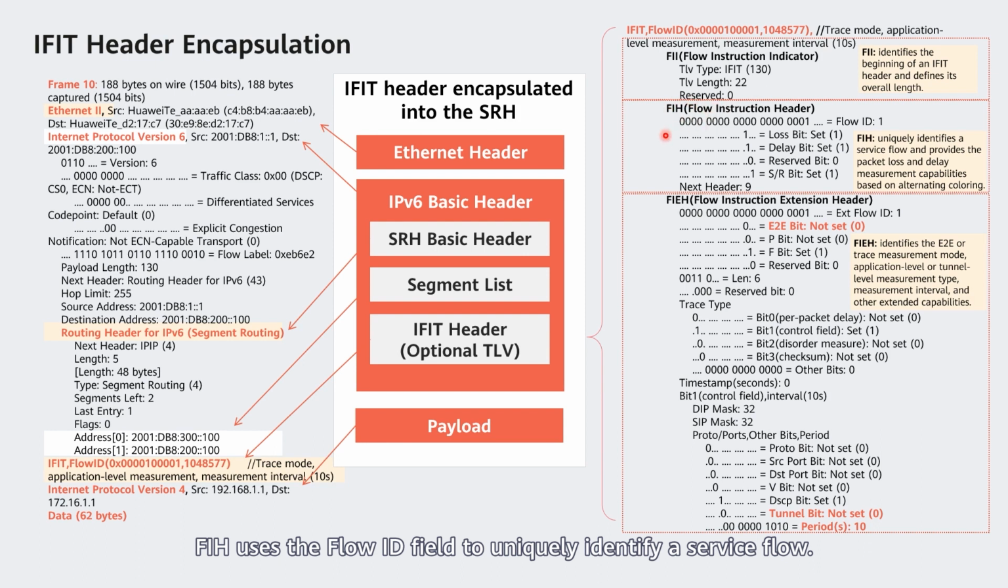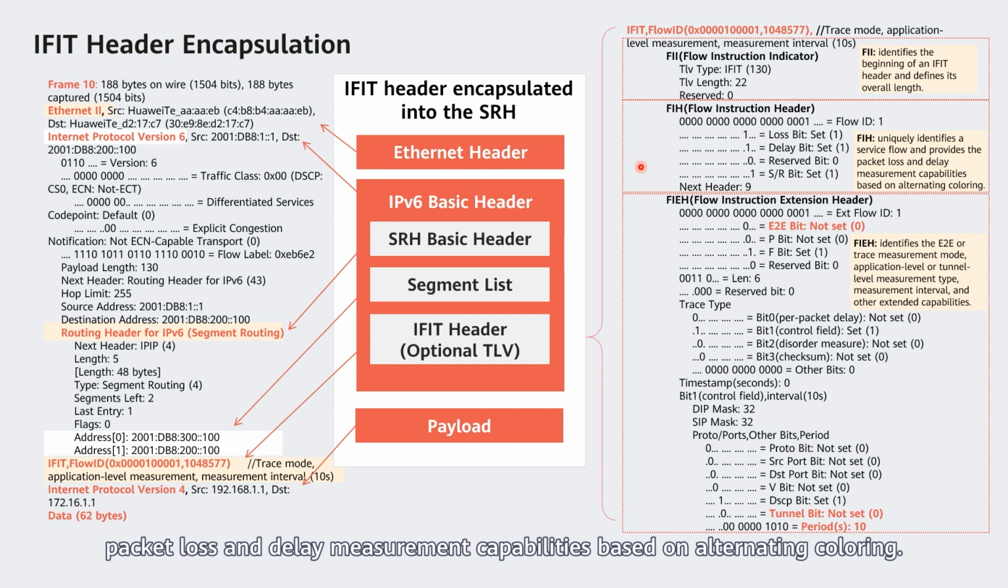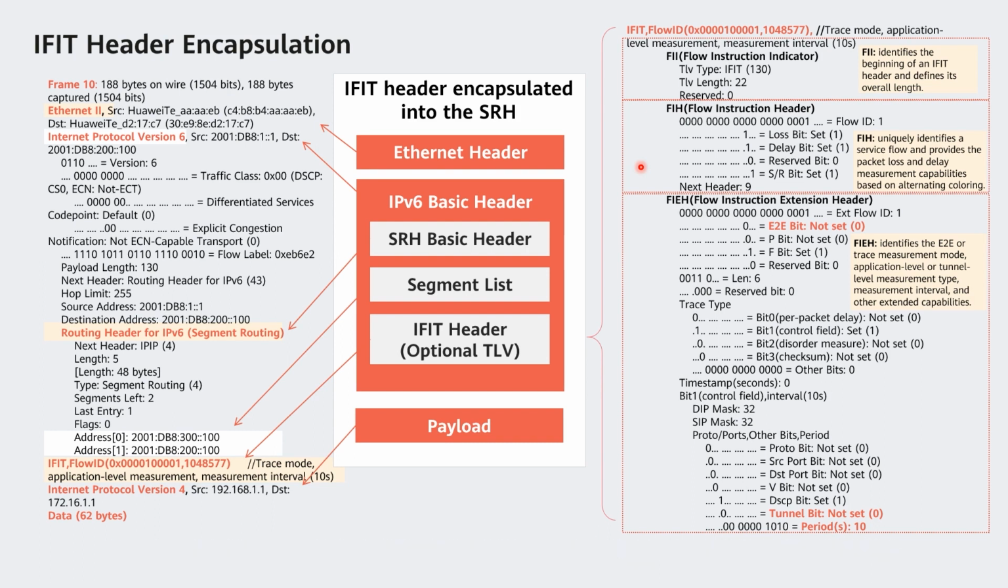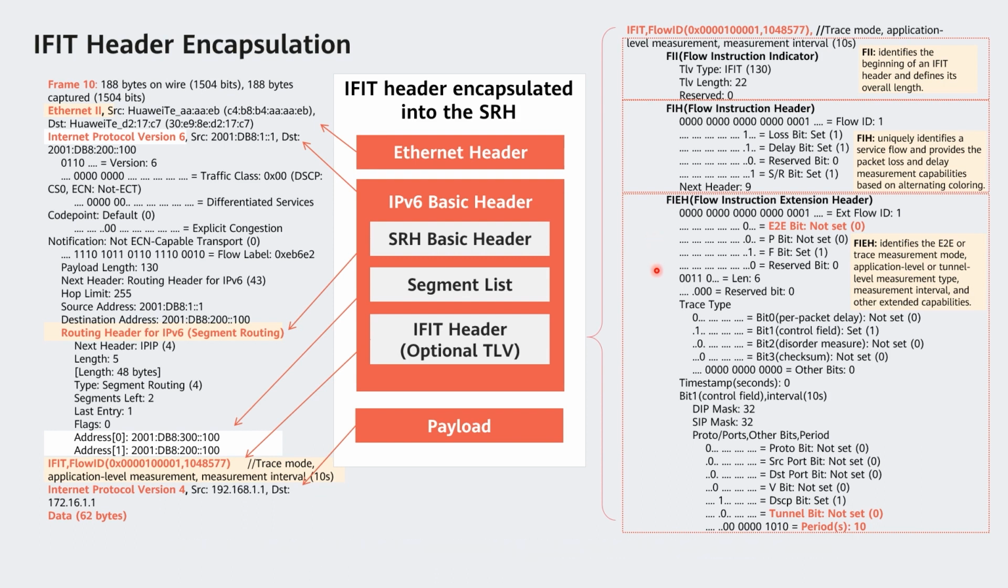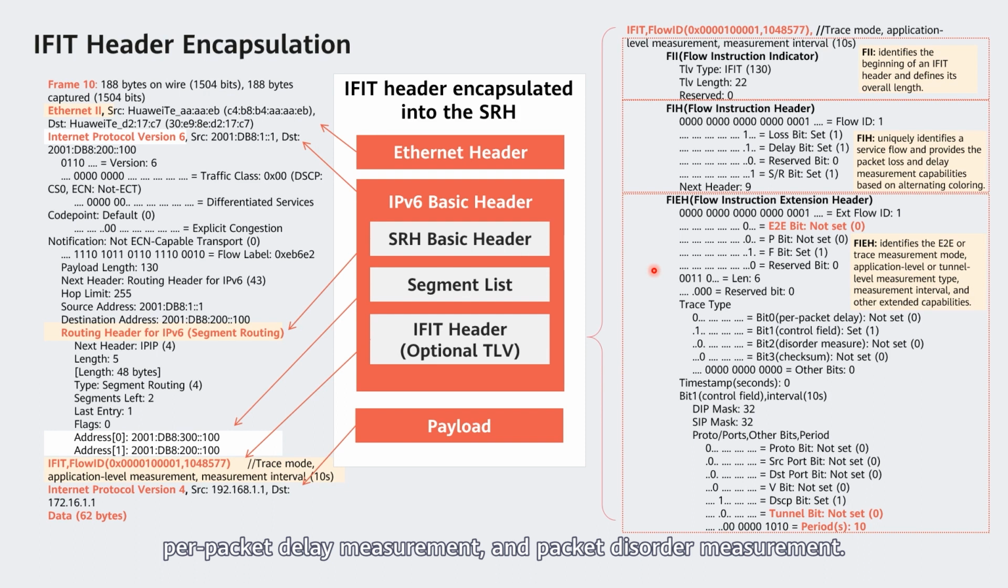FIH uses the flow ID field to uniquely identify a service flow. The L and D fields in the FIH respectively provide the packet loss and delay measurement capabilities based on alternating coloring. Here, both fields are set. FIEH identifies the measurement mode, type, interval, and other extended capabilities, such as forward-backward flow, per-packet delay measurement, and packet disorder measurement. 0 is used to indicate the trace measurement mode and the application-level type of measurement, and the measurement interval is set to 10 seconds. For more details, refer to IFIT packet format in the product documentation.